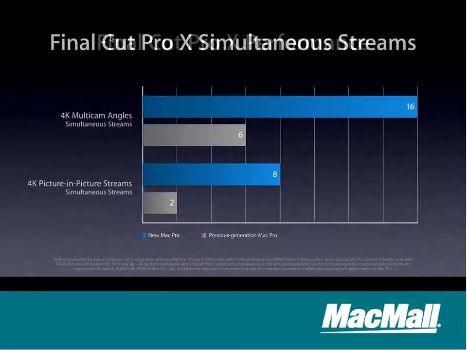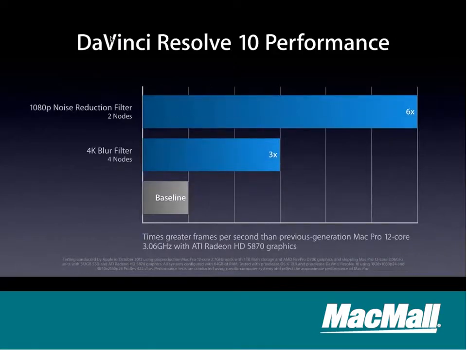And then if we take the same computers, right, this is the old 12-core 3.06 gig unit versus our new 12-core 2.7. We have our multicam angles, and just incredible how fast the machine is with simultaneous streams. We have a DaVinci Resolve 10 performance chart here, and this is times greater frames per second, right? So 6 times faster, and then 3 times faster. Just incredible for blur.